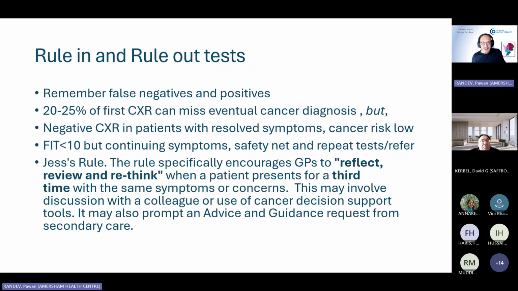What we're doing is we're using a test either to rule in or to rule out a diagnosis, and I'll give some examples of that. However, remember that every test that we do has a false negative rate, so you can be reassured falsely, and it also has a false positive rate, so that the test comes out positive, but the patient doesn't actually have that condition. And the posh way of expressing that is in terms of sensitivity of a test and specificity of a test.